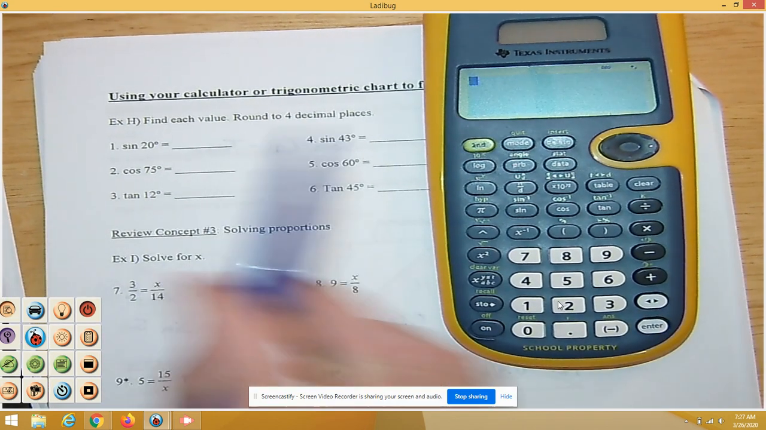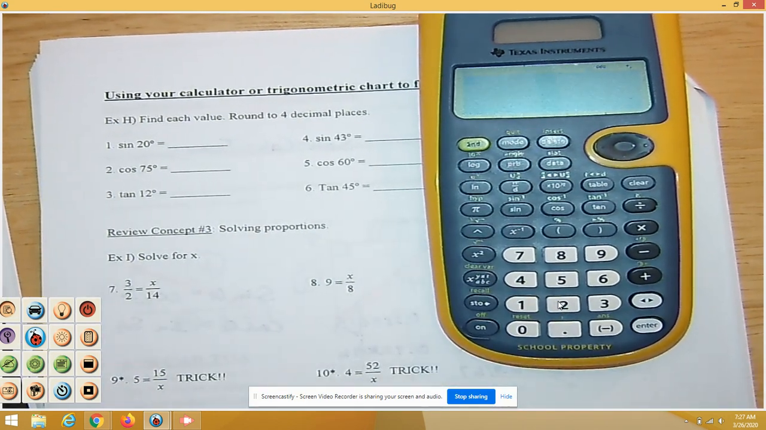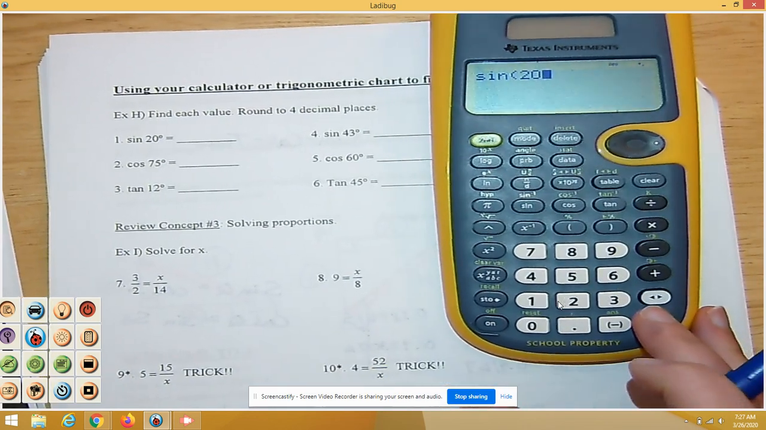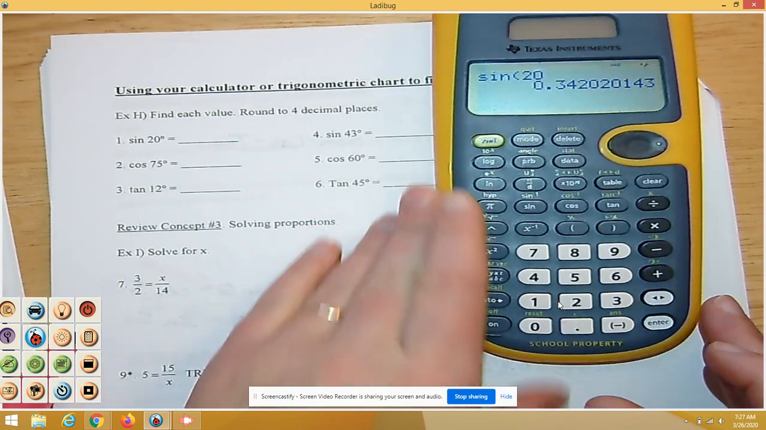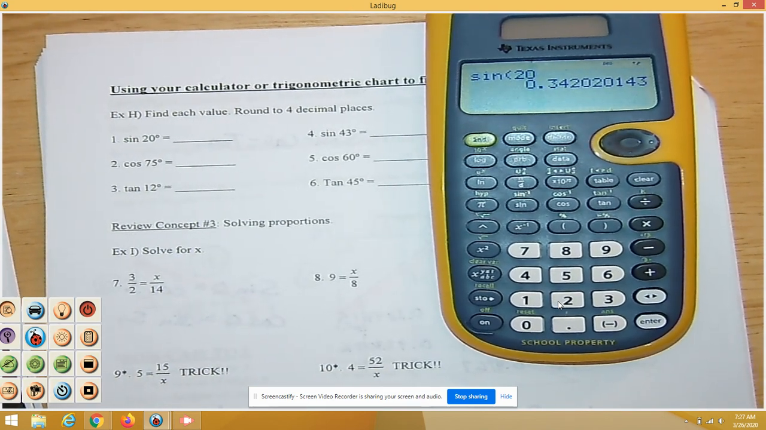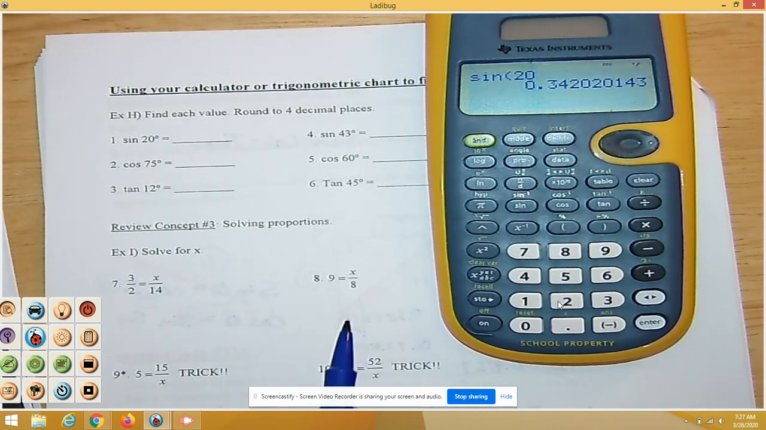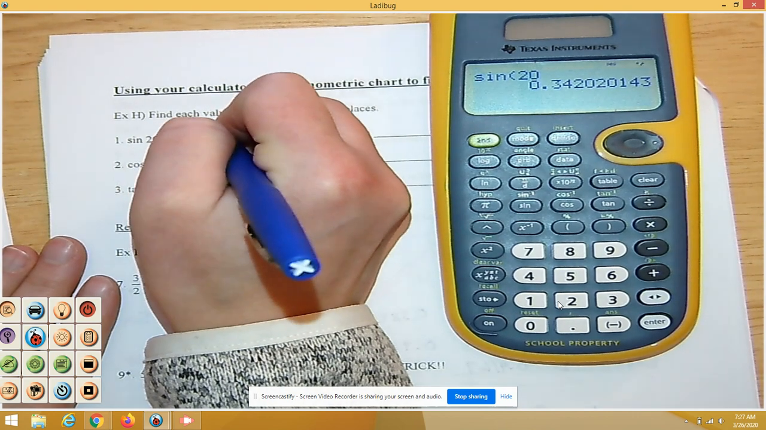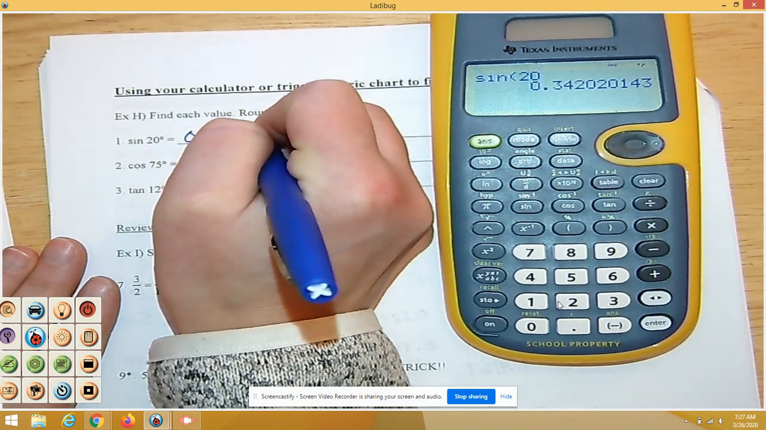So on this calculator, I like this calculator because you just literally type in sine of 20 and hit enter. And it's really intuitive. Some of you may have another scientific calculator and it might be reversed where you type in 20 and then sine and then you get the decimal. So just get comfortable with your calculator. You're going to get 0.3420.